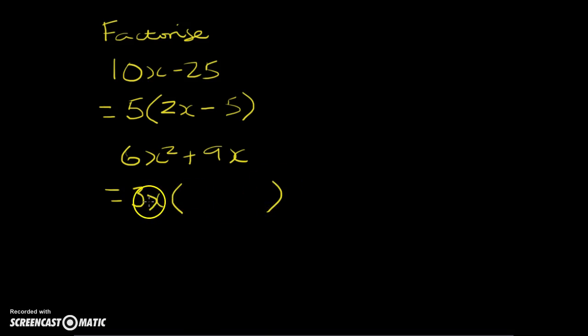Now filling in the bracket, 3x multiplied by what gives us 6x squared? Well, 3 multiplied by 2 gives us 6, and x multiplied by x gives us the x squared. Now the next term, 3x multiplied by what gives us 9x? Well, 3 multiplied by 3 gives us 9. And x multiplied by what gives us x? Well, that's 1, and we don't need to put that in.